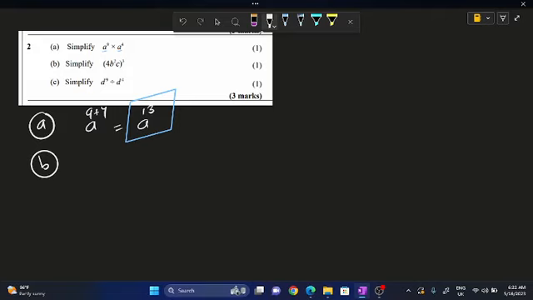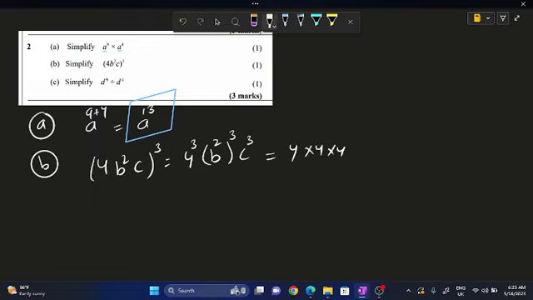B part is 4b square c whole cube. First of all, distribute the power on each of the elements. So 4 cube, b square whole raised to the power 3, c cube. That can be written as 4 times 4 times 4. b raised to the power, you will multiply 2 with 3, because 2 is the power that already contained over b and 3 is the distributed power. So those powers will be multiplied with each other. 2 times 3 would be 6. c cube will be as it is.